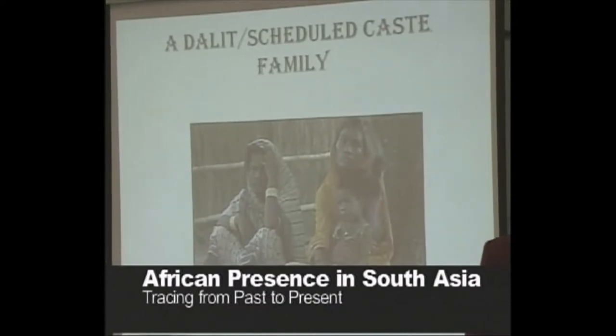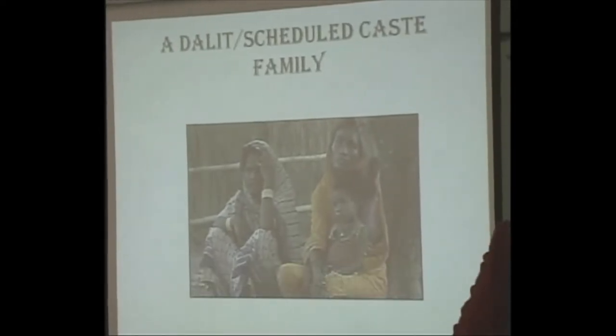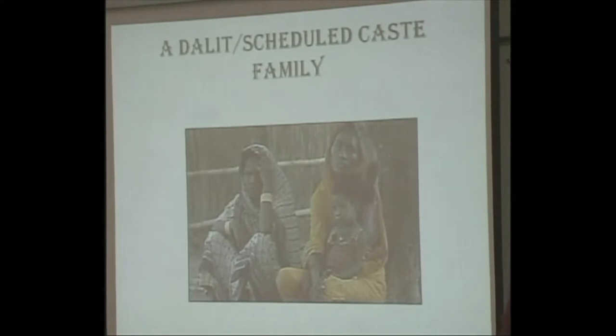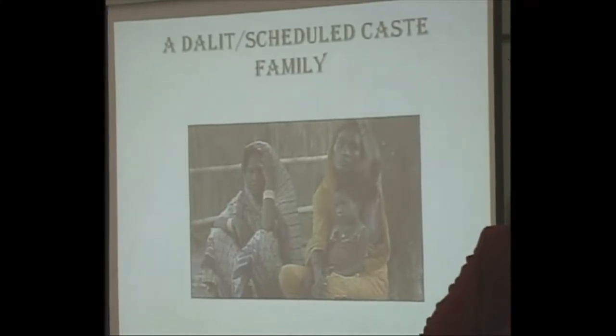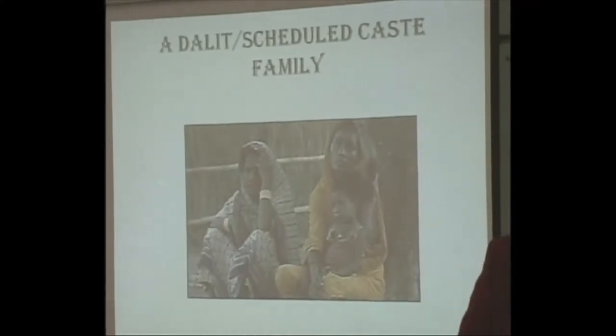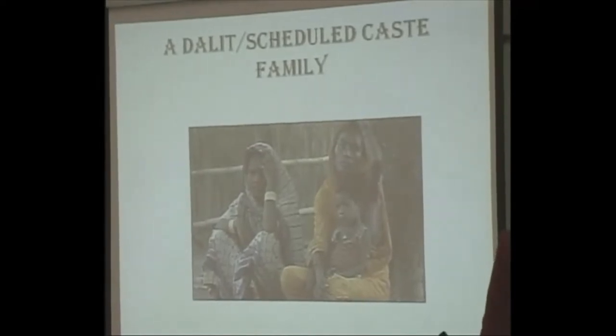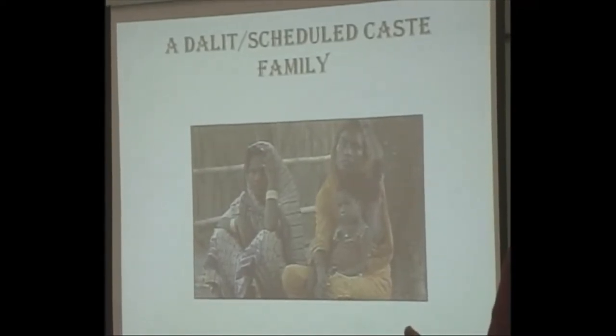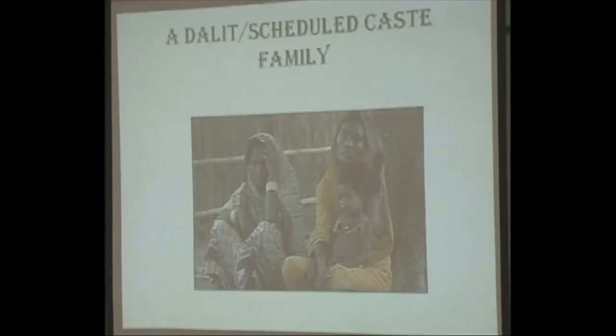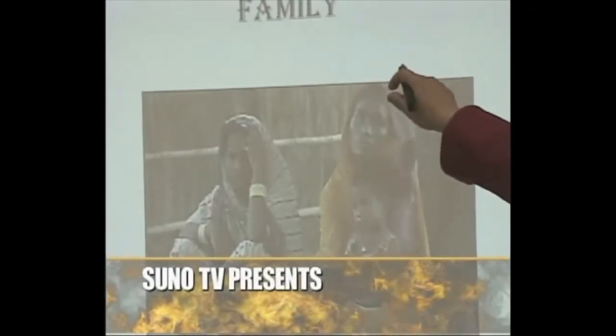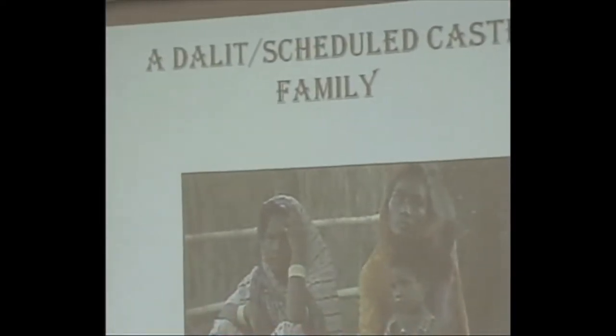All right, now I'll go to the scheduled caste that I mentioned to y'all at the beginning, one of the identified Afro-Asian groups in South Asia. They are called the Dalits, D-A-L-I-T-S. What I've written there, Dalit, literally means crushed or broken. And they are called that because they are not given equal opportunities, equal rights and privileges.